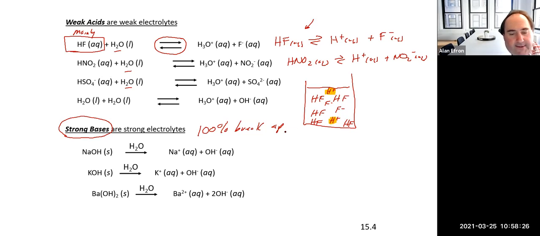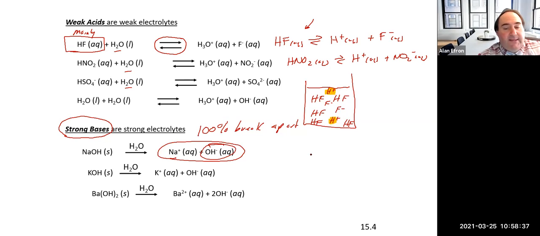And that essentially means that they will 100% in solution have these guys floating around. That means we make a lot of OH minus, and that's why it is a strong base. So in solution, if you throw some sodium hydroxide in there, this is pretty much what you got going on.